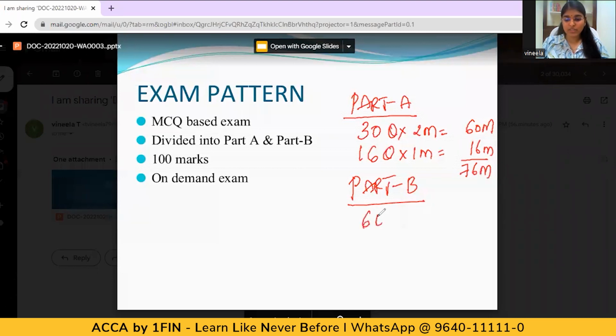And you will have 6 questions here. Each question carries 4 marks, total 24. So the total marks will be 100.